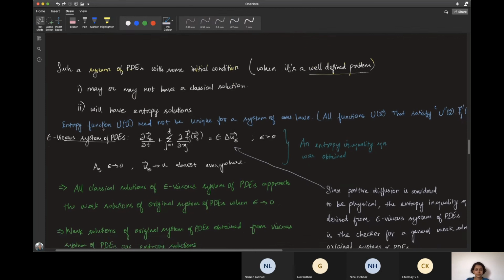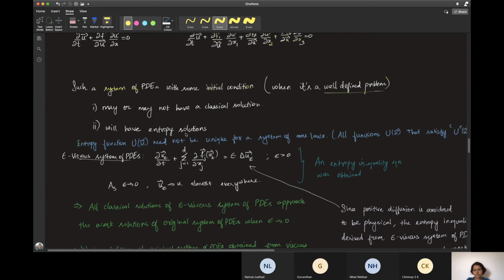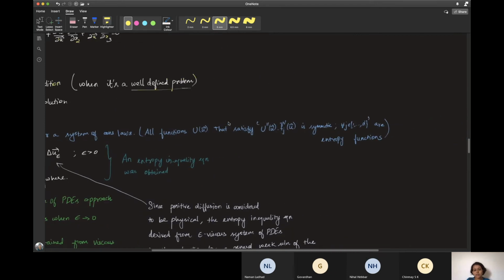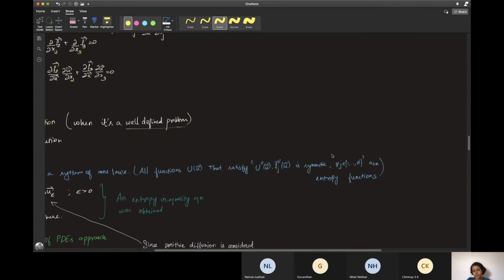Also, I wanted to emphasize the entropy function. We saw the entropy function, right? An entropy function is any function U of the u vector that satisfies this condition: U double prime of u dot f_j prime of u must be symmetric for all j's. The j's are these, f1, f2, f3. For 3 dimensions, you will have 3 flux vectors, f1, f2 and f3. For all of those, this property must be satisfied. U double prime of u dot f prime of u must be symmetric.